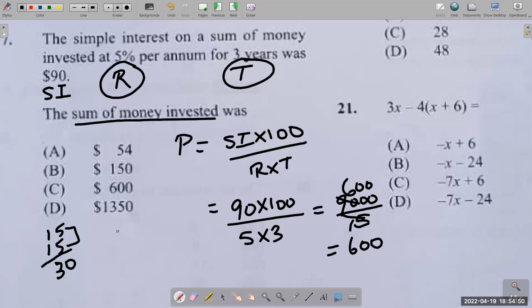What is another number that's like that? 25 and 50. Right or wrong?